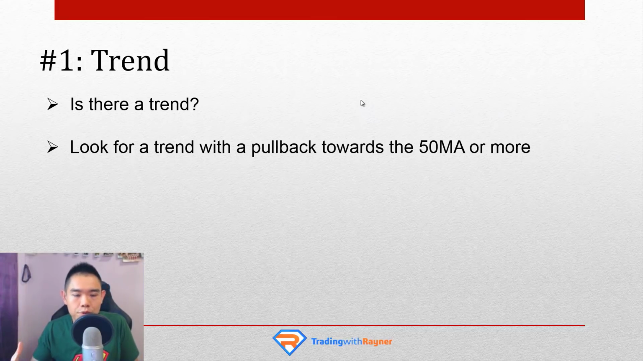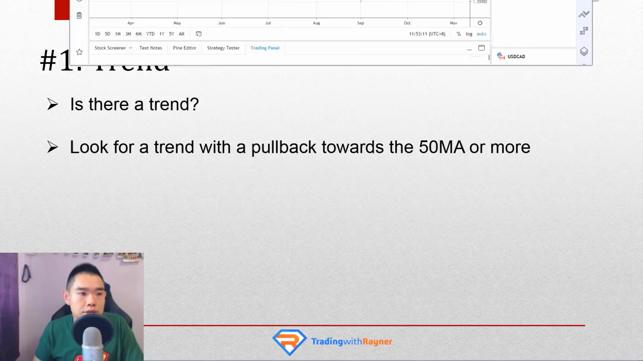And one tip that I have for you is that when you look for trends, right? You want those trends with visible pullback, with clear retracement, because this makes it much easier for you to time your entry. So one tip for you is to look for trends, right, that pull back towards the 50 MA or deeper or more. Okay, so let me just share with you a few examples.